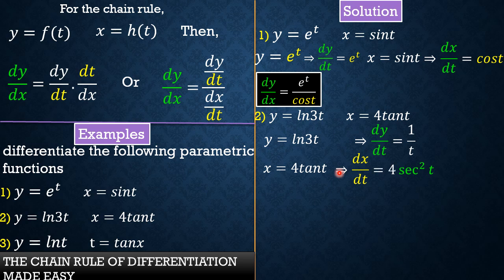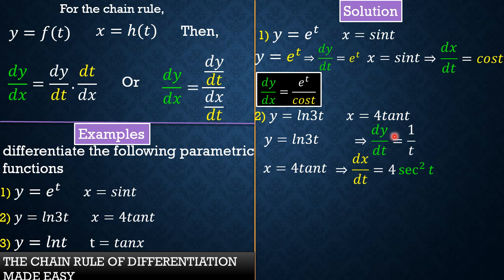dx by dt gives us what? Differentiating tangent gives us sec squared. So we have sec squared t. The first is a constant, we can put it outside. So we have 4 times sec squared t. Great. That therefore implies, using the same procedure, dy by dx becomes what?